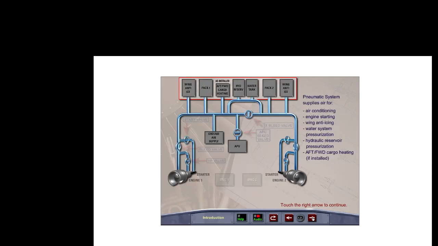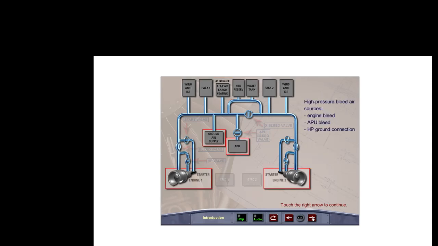The pneumatic system supplies high-pressure air for the air conditioning system, engine starting, wing anti-icing, water system pressurization, hydraulic reservoir pressurization, and aft-forward cargo heating, if installed. The three sources of high-pressure air for the pneumatic system are engine bleed, APU bleed, and high-pressure ground connection.